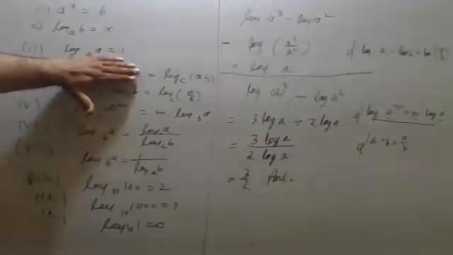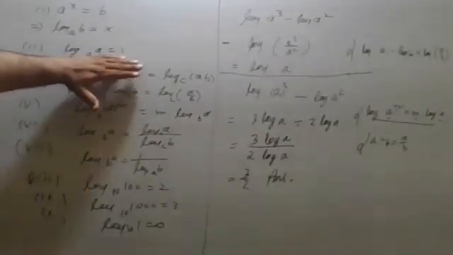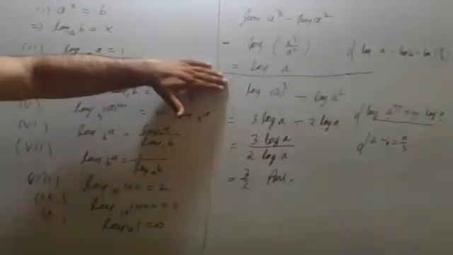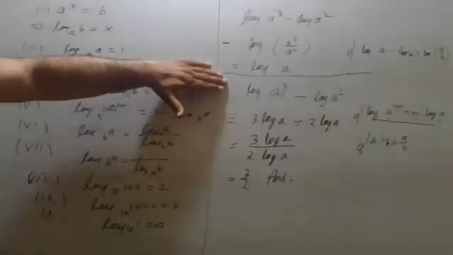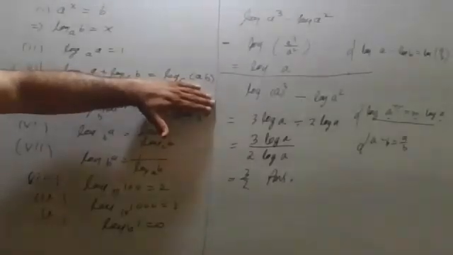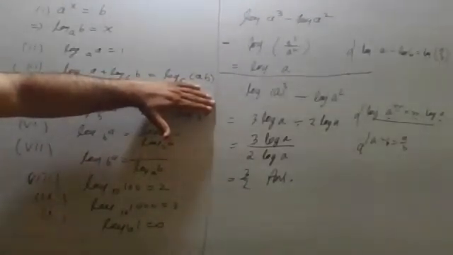Log a to the base c plus log b to the base c equals log ab to the base c. Log a to the base c minus log b to the base c equals log a by b to the base c.